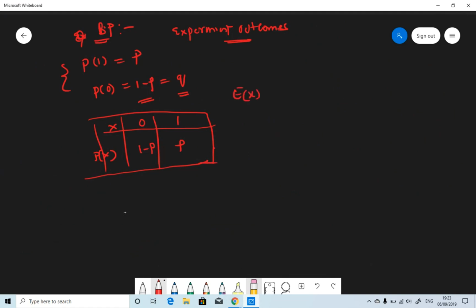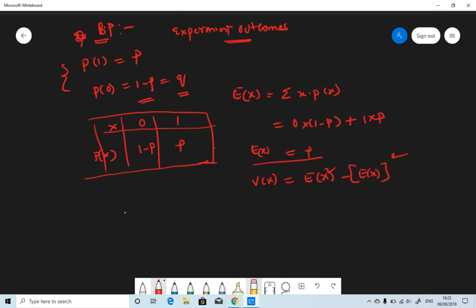This is what the probability distribution table looks like. Then what is my expected value? Expected value is the summation of x into p of x. So 0 into 1 minus p plus 1 into p, which is p. The expected value will be p, and the variance is E of x square minus E of x whole square.